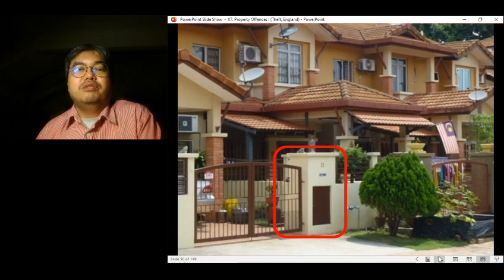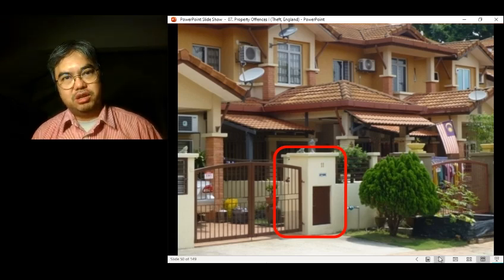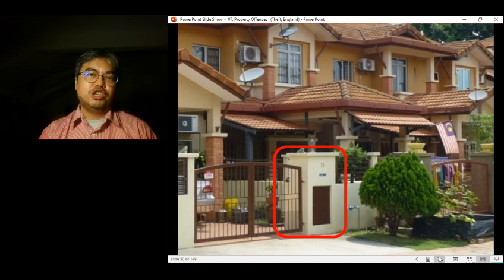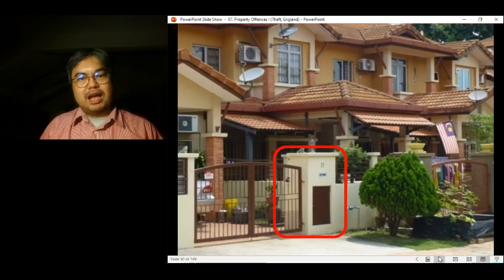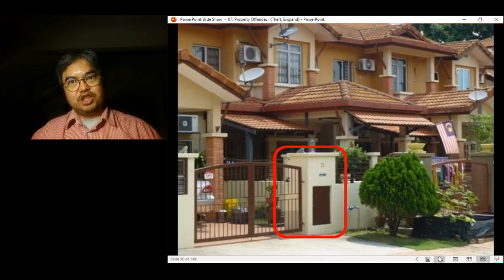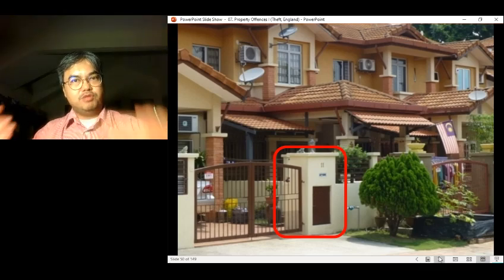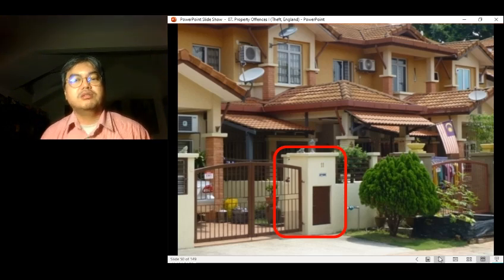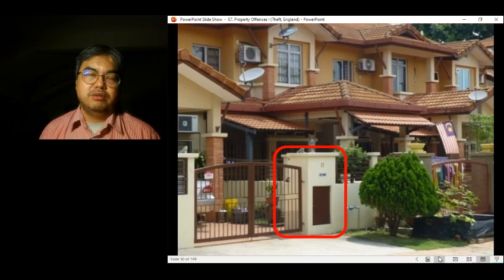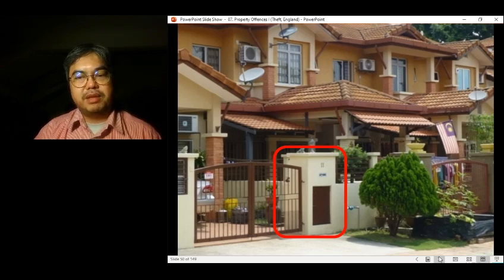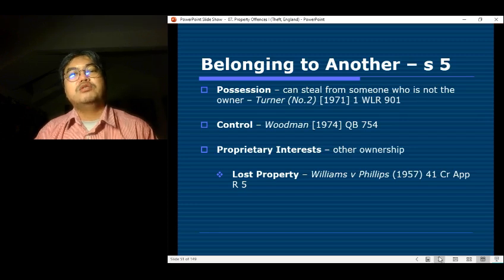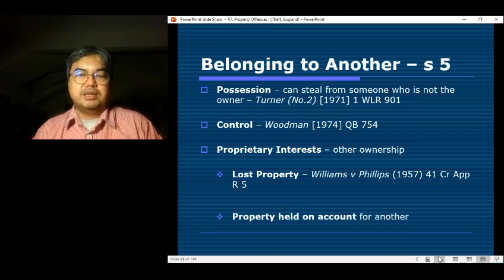There must be a clear intention for the person to want to relinquish rights to the property. There must be clear evidence to show that I want to relinquish my right. By putting it into a dustbin placed outside the house, but still within the compound, within the premises as the judge said, it's not abandoning it. It still belongs to me. It's a different case, of course, if you throw it into a dustbin in a public area. That's lost property. Williams and Phillips: property will not be considered to be abandoned unless there's clear evidence that the owner wishes to relinquish his rights over that property.